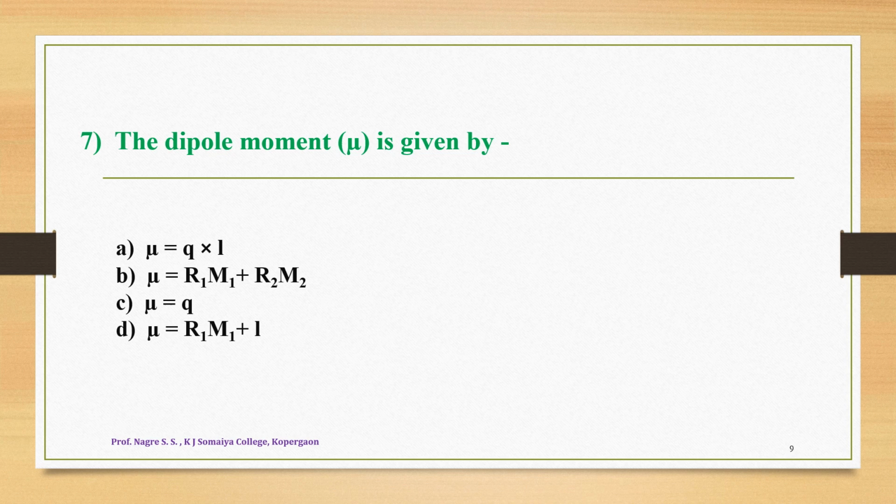The next question is a question number 7. The question is, the dipole moment mu is given by, and the 4 different equations are there. First is mu is equal to Q into L.